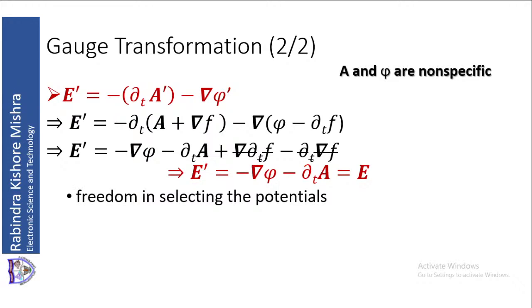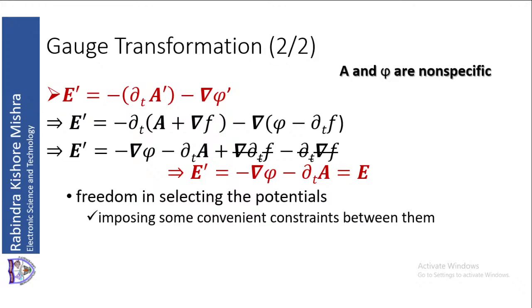So this shows that we have a freedom in selecting the potentials. Similarly, we can find out H, that also will not change. H dash will be H, since E and H are related by E is equal to H by eta. So that way it will not change. So we have got a freedom in selecting the potentials A and phi.